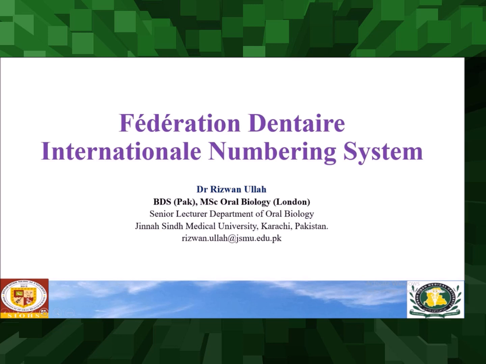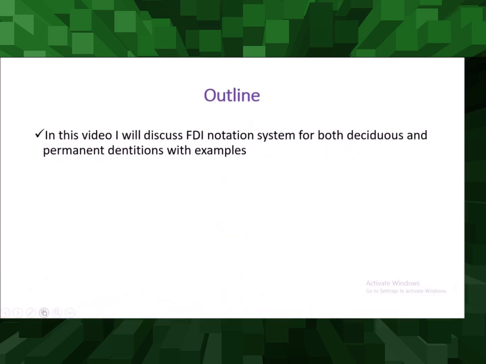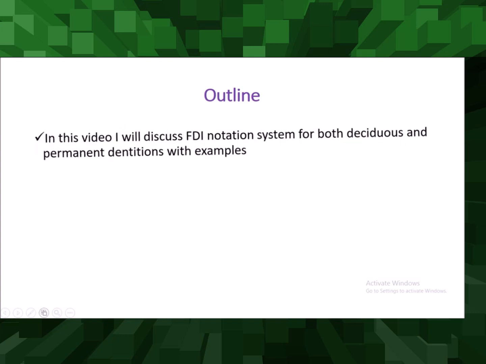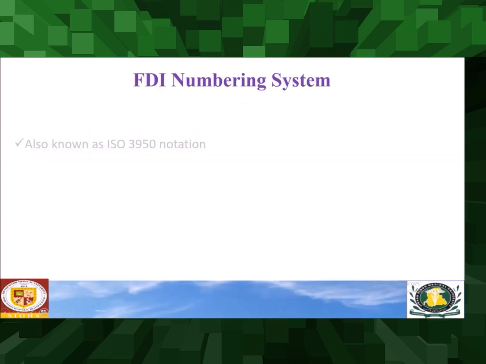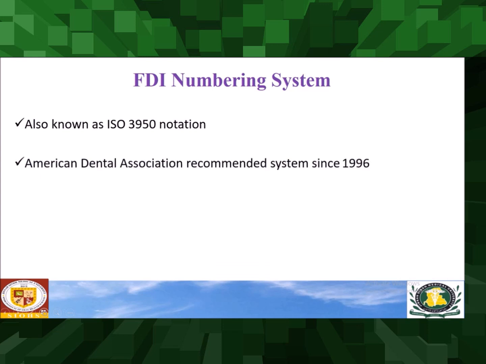Referred to as the FDI notation system. In this video, I'll discuss the FDI notation system for both the deciduous and the permanent dentitions with examples. The FDI notation system is also referred to as ISO 3950 notation. The American Dental Association has recommended this notation system since 1996. This notation system is adopted by the World Health Organization and the International Association for Dental Research.